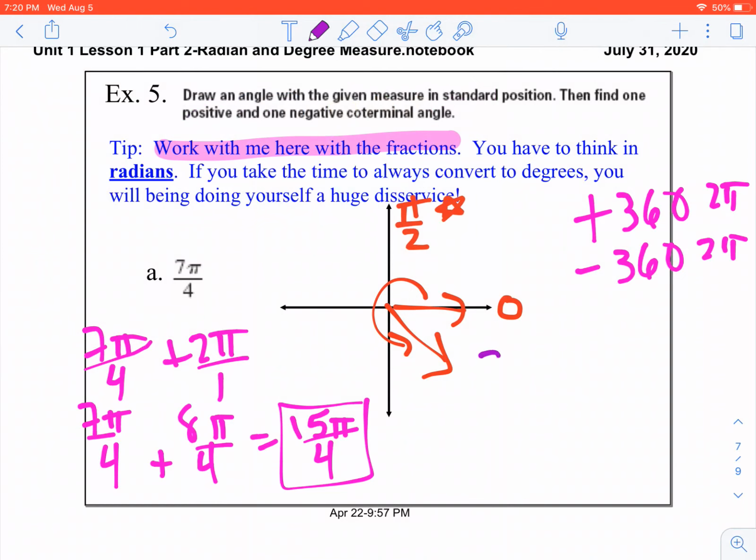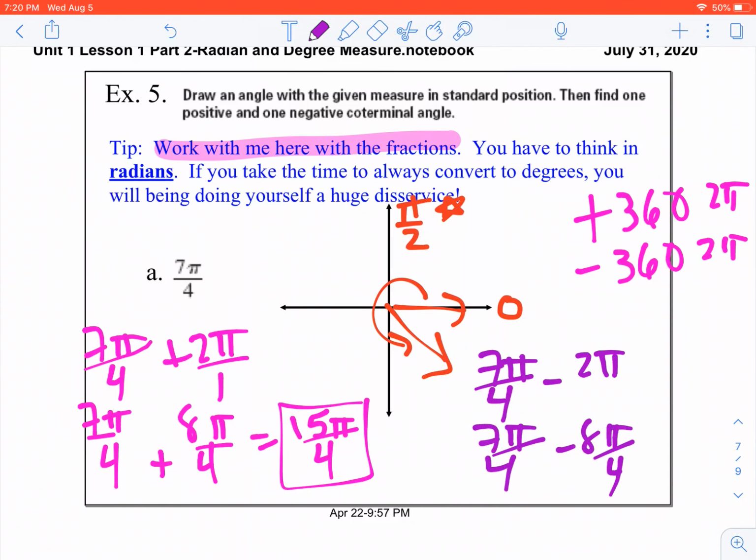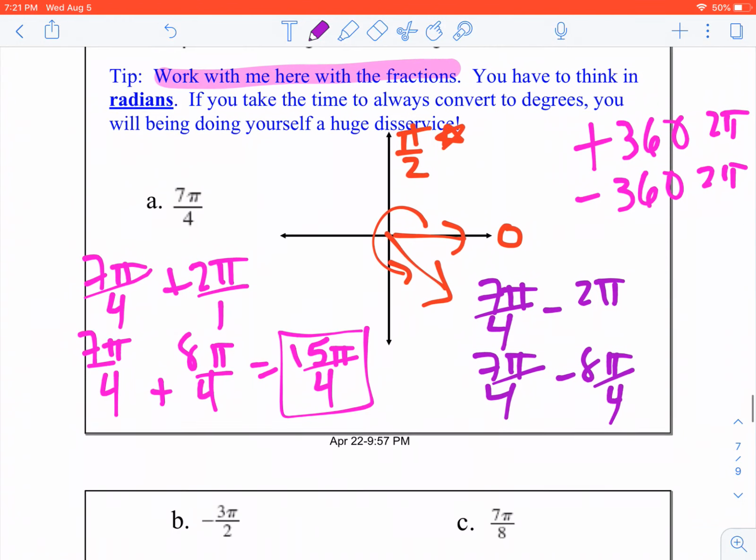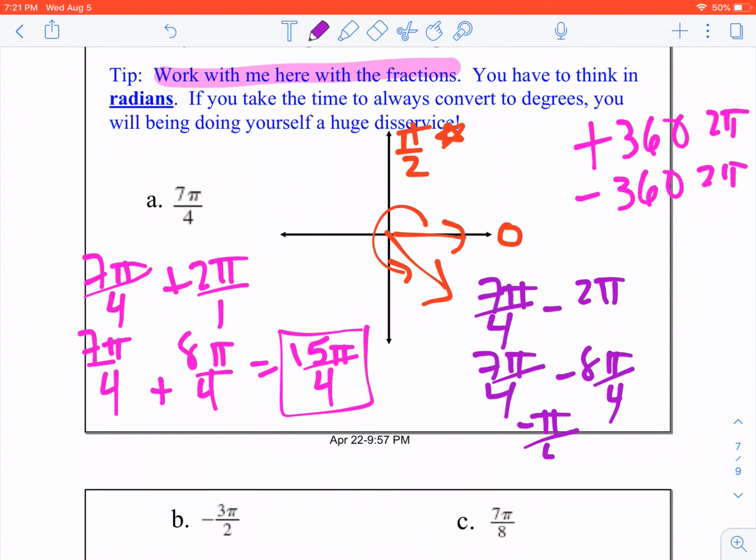It's much less work. All right, so now I have 7 pi over 4. Let's subtract 2 pi. Well, you already did the common denominator work. We know it's 8 pi over 4. So 7 pi over 4 minus 8 pi over 4 is negative pi over 4. So that is your negative angle that's coterminal.